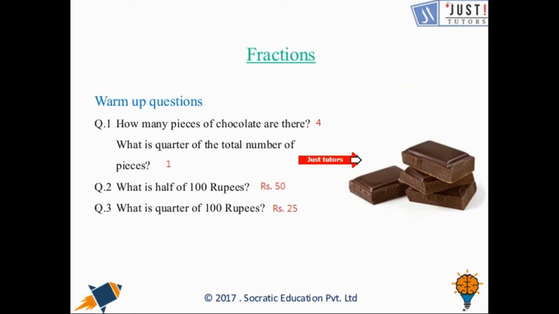Let's check the answers. We have 4 pieces of chocolates here, and a quarter of 4 will be 1 piece. Half of 100 rupees will be 50 rupees, and a quarter of 100 rupees will be half of 50, that is 25 rupees. Pat your back for your good efforts and congratulations if you have got all correct.